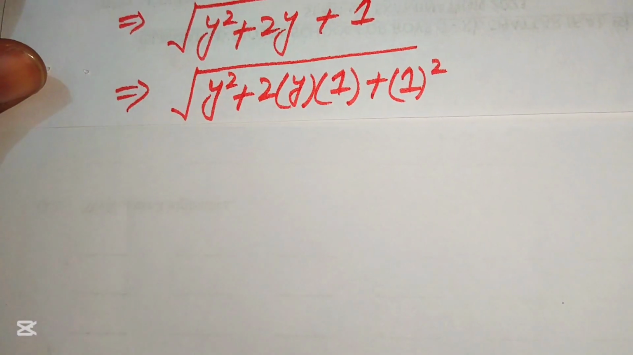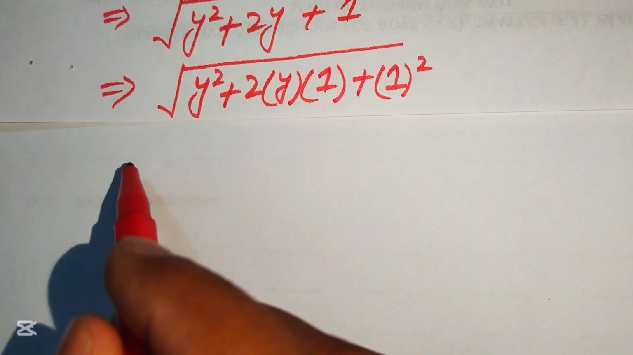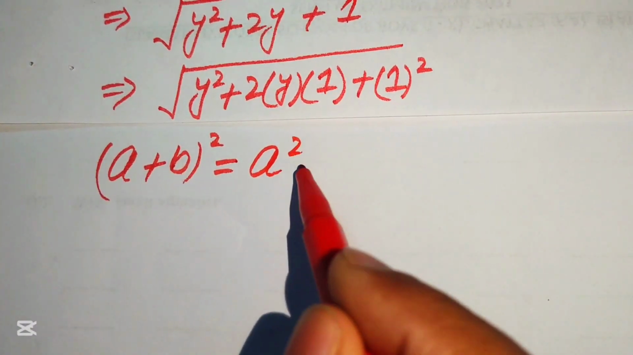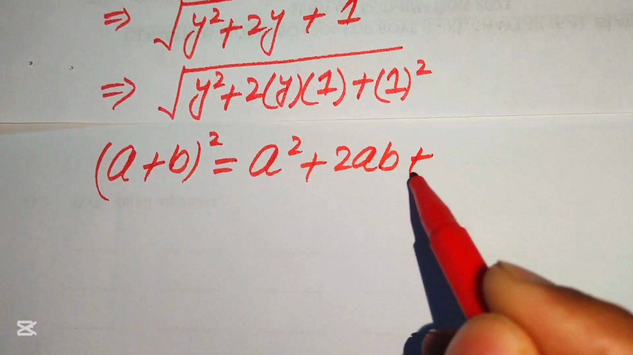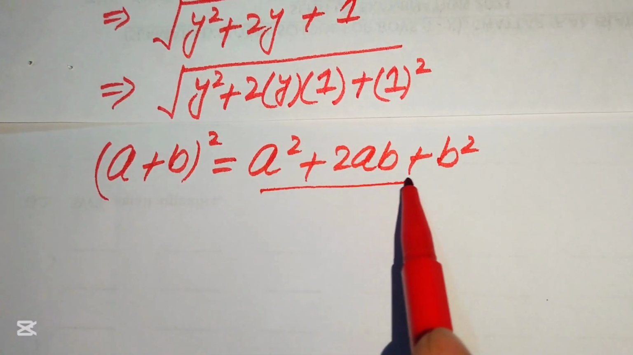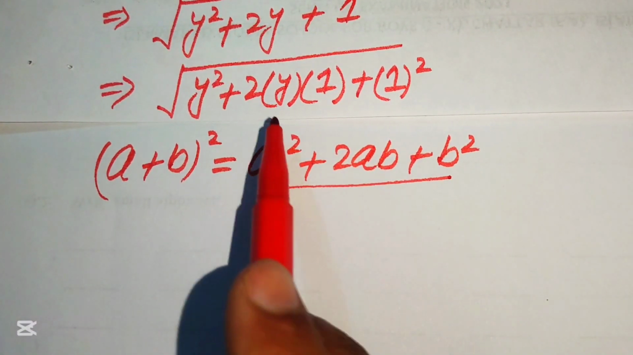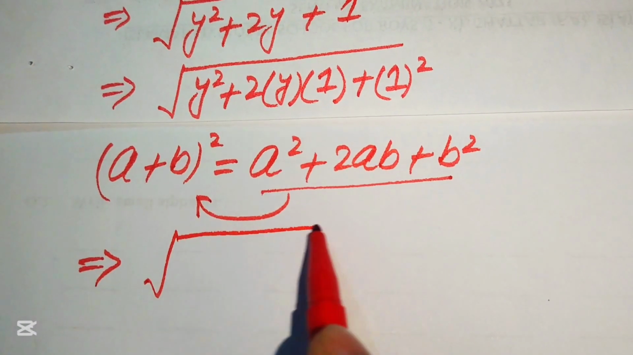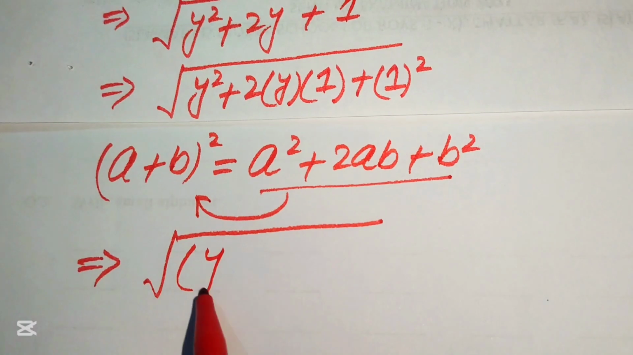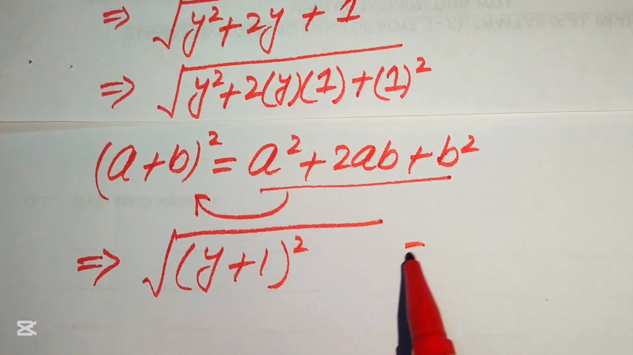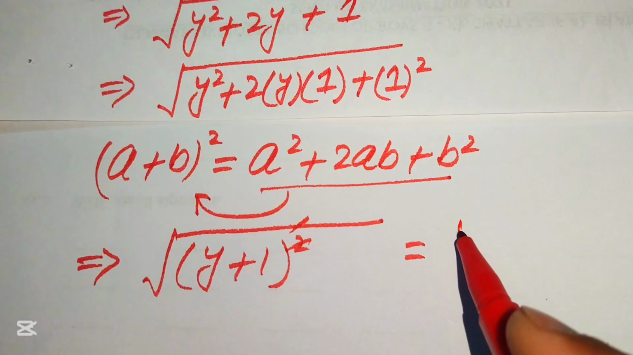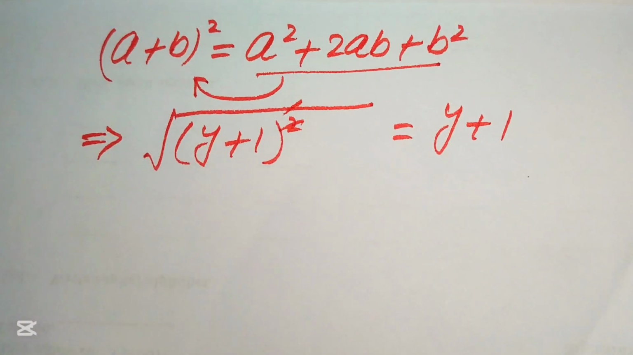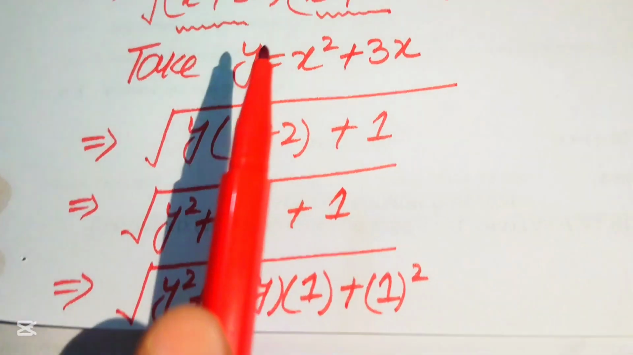And now after that we need to apply this nice algebraic formula. You know that a plus b whole square is equal to a square plus 2 times of ab plus b square. So here we need to combine this value. When you combine this value in this form, we will write our above algebraic expression as y plus 1 whole square. And you see here the square and square root are gone, and you will get y plus 1.